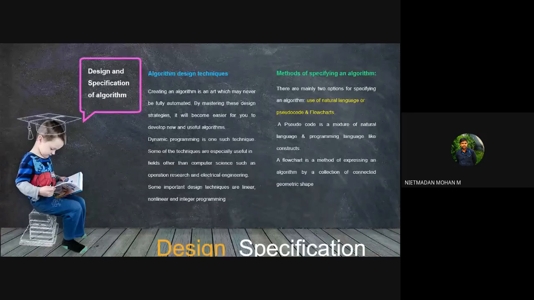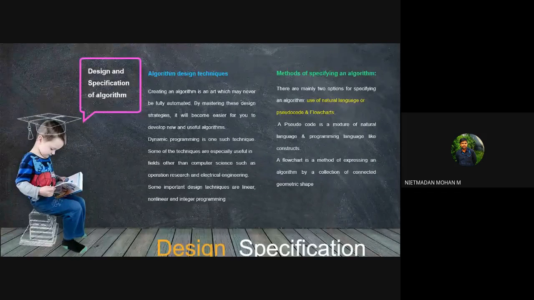So we already discussed in the first point that whatever input you are giving will be a manual input. And if the input is not satisfied and the algorithm was not ready to execute, then you need to redesign the algorithm. And the old design will be saved as a prototype and we can use it for some other projects also. So dynamic programming is one such technique. Some of the techniques are especially used in fields other than computer science, such as operational research and electrical engineering. Some design techniques are linear, non-linear, and integer programming.